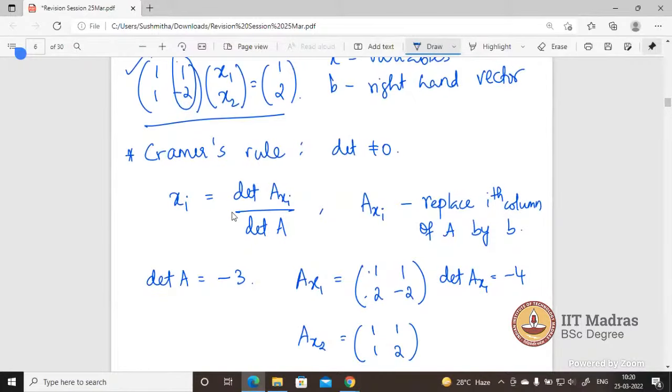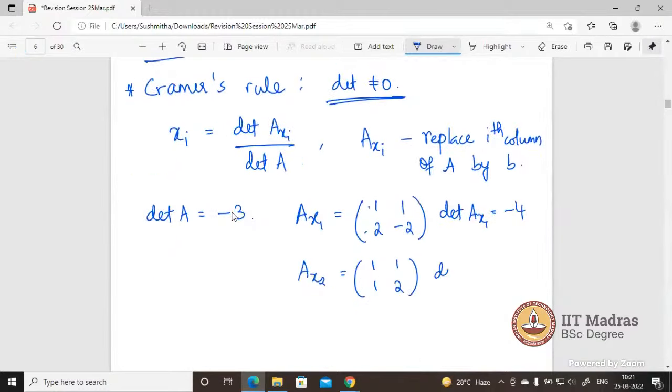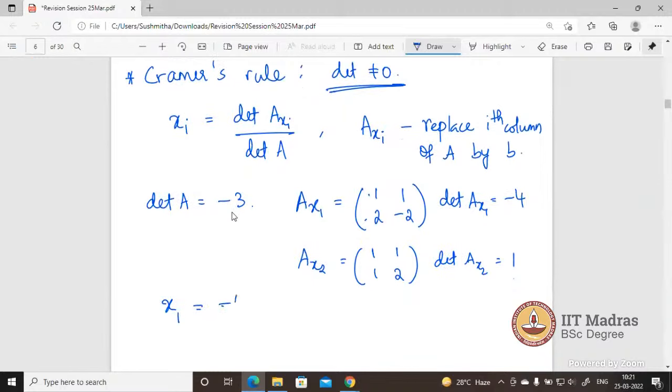And this Cramer's rule is applicable only for square matrices, right? The condition is that the determinant should not be 0, so obviously it should be a square matrix. So is it clear how we got Ax2? Yes, ma'am. Okay. And then what is the determinant of Ax2? 1. So what is my x1? Determinant of Ax1 by determinant of A. 4 by 3. What is x2? Minus 1 by 3.